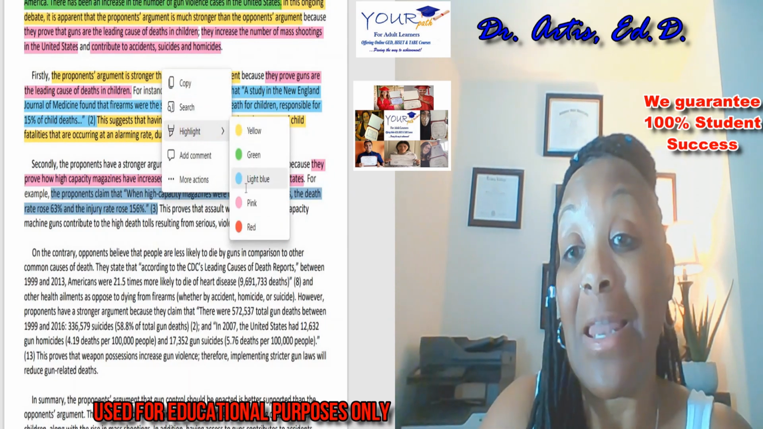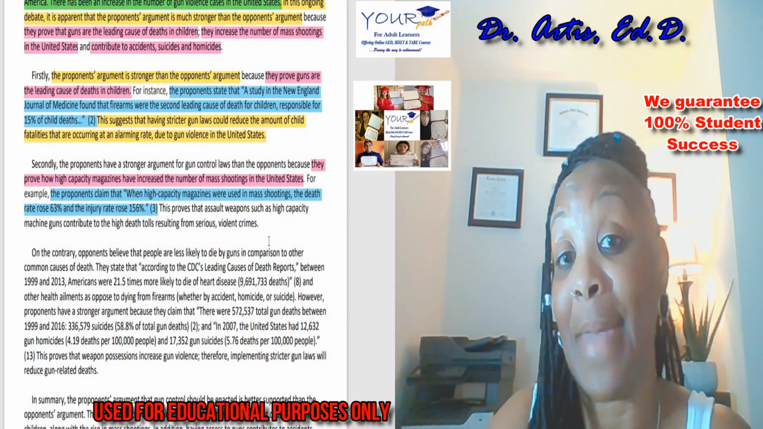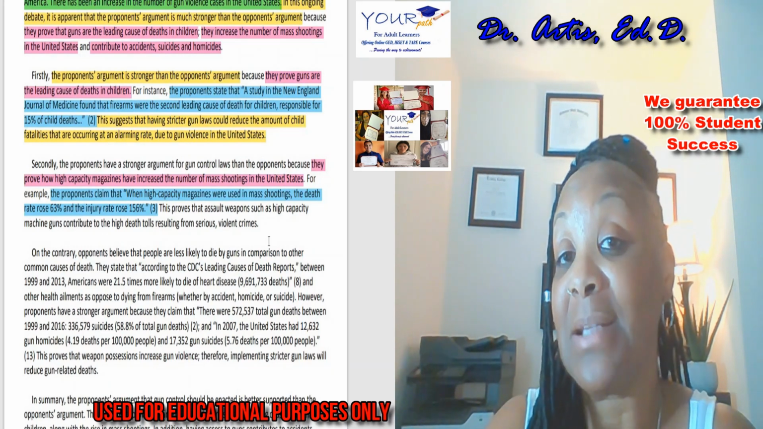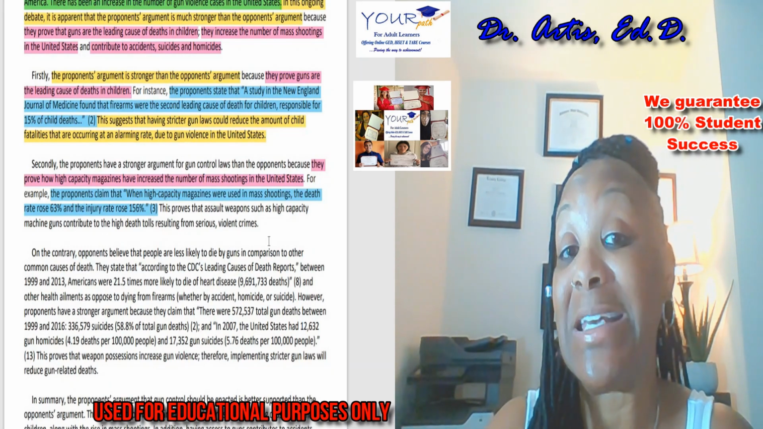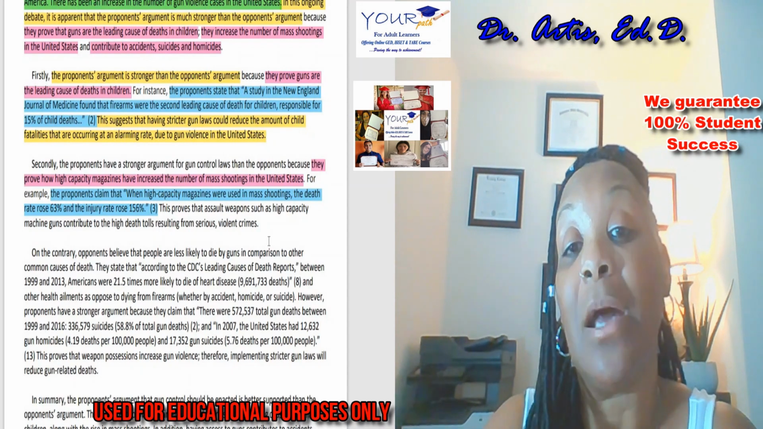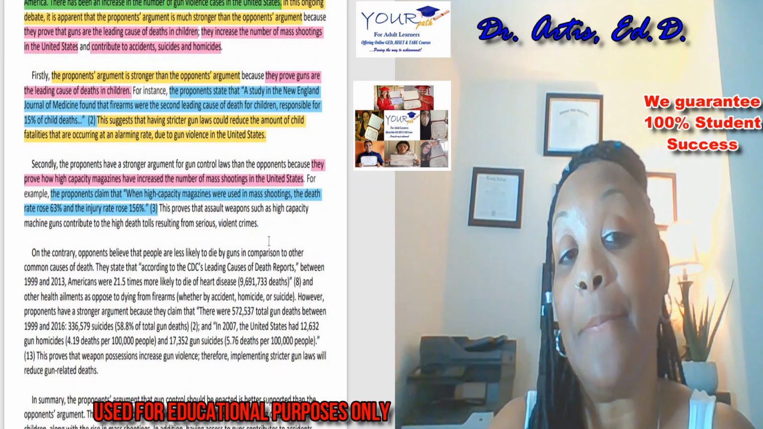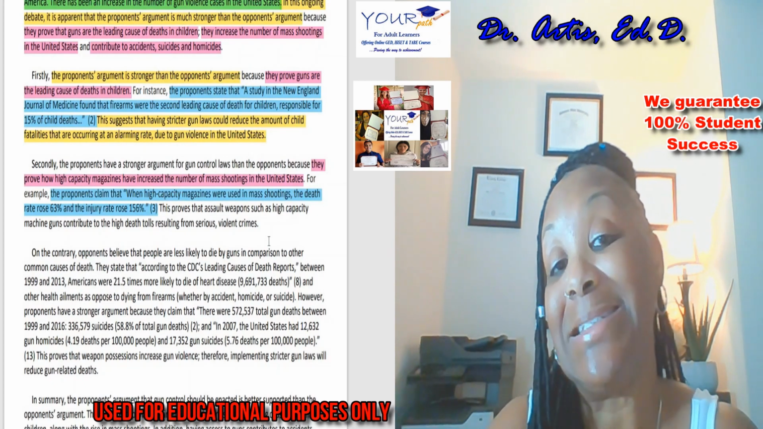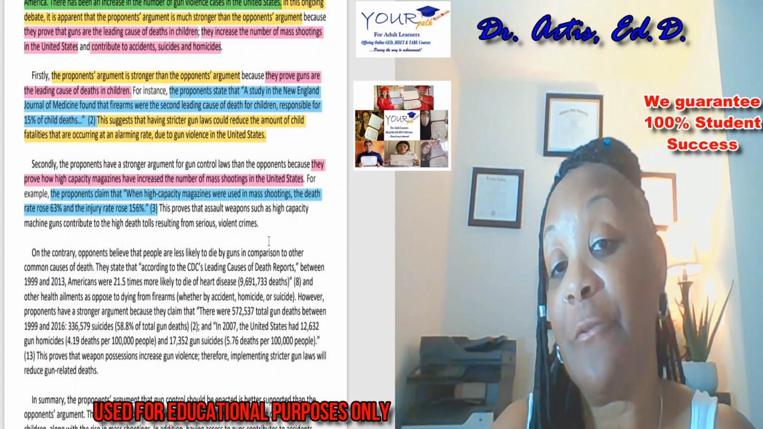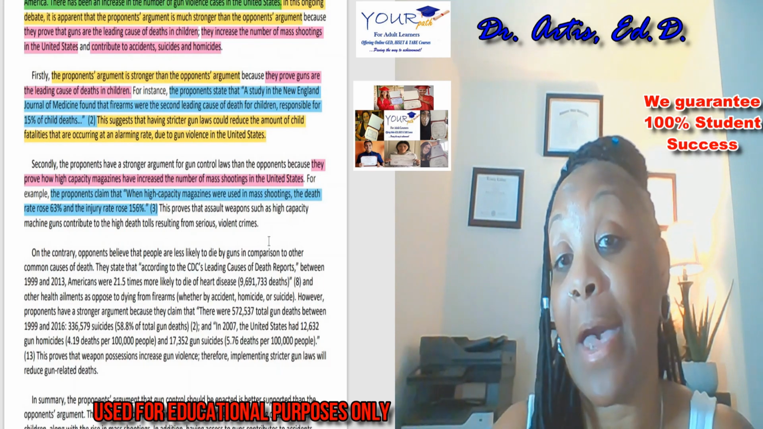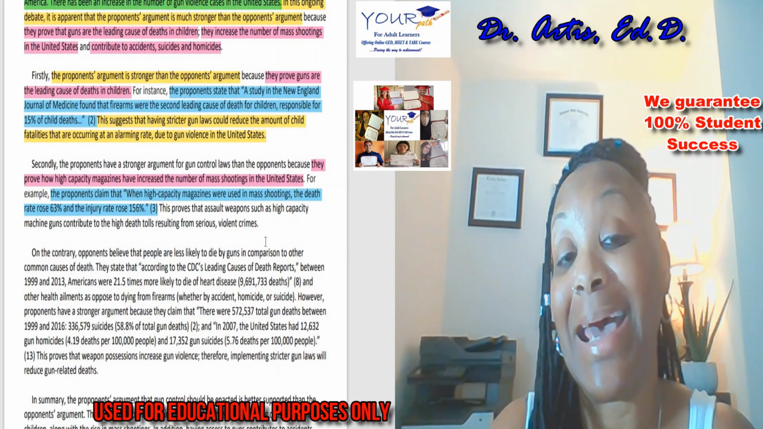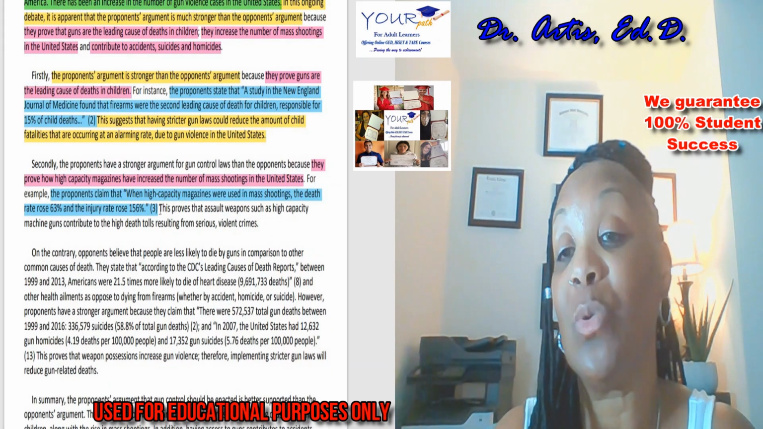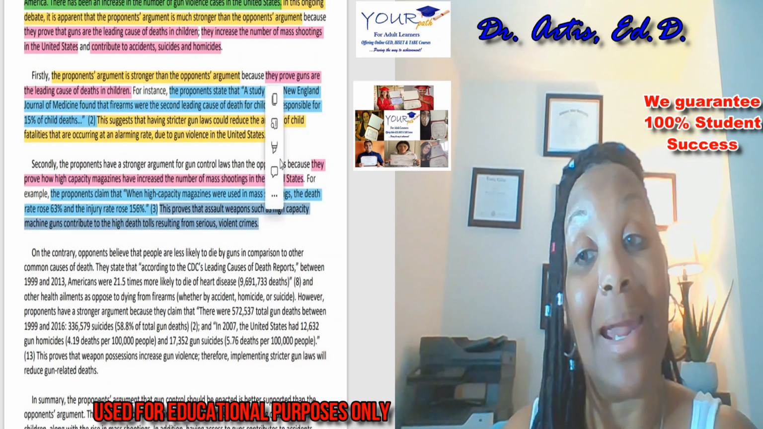Now, in the third sentence of her paragraph, I should see where she explains how the text is relevant to her main idea or her main reason. And she does that. She says this, and again, I suggest you use evidence. This evidence proves that assault weapons such as high-capacity magazine guns contribute to the high death tolls resulting from serious violent crimes, okay? So she presented an explanation. It's one sentence. I do suggest that you keep it simple. You do not need to write a lot.